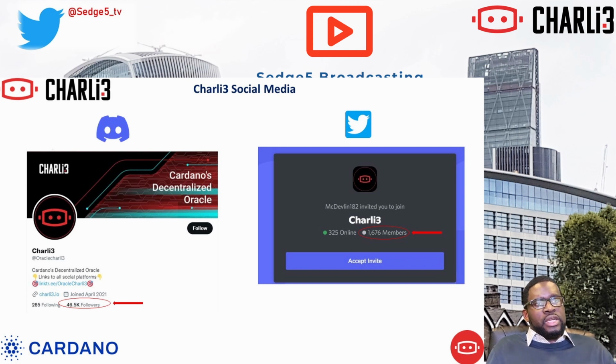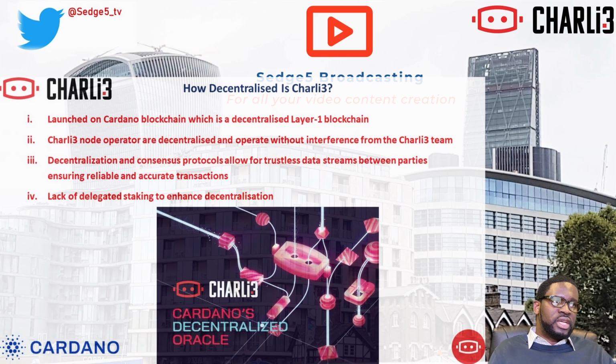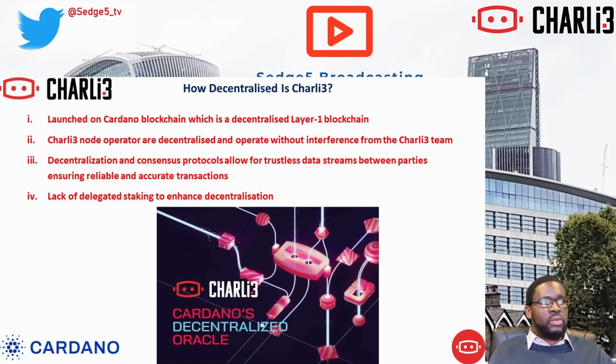Now, as part of our DYOR risk evaluation, there are some elements we have to give you an overview of, which include decentralization, security, scaling, and interoperability. Starting with decentralization, we got to start with the blockchain that Charlie 3 is built on, that is the Cardano blockchain, which is one of the most decentralized networks out there. And while we have reservations around Charlie 3's lack of delegated staking to enhance decentralization, I do hope that this is something the team will be working on in the very near future.